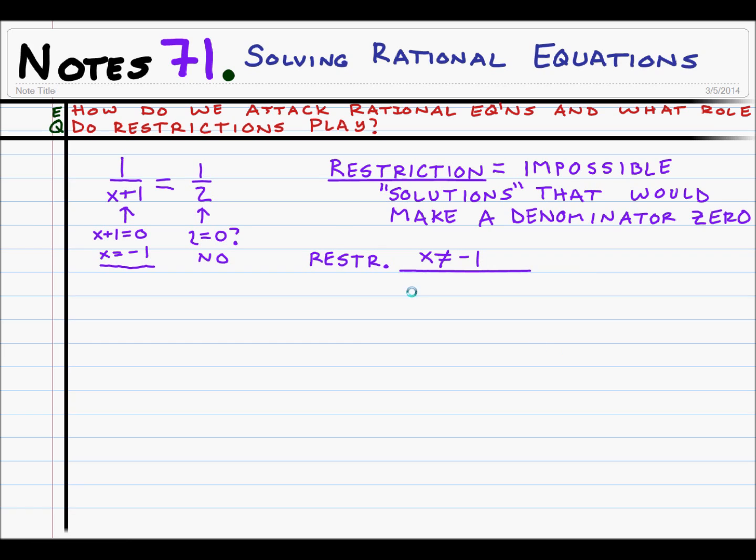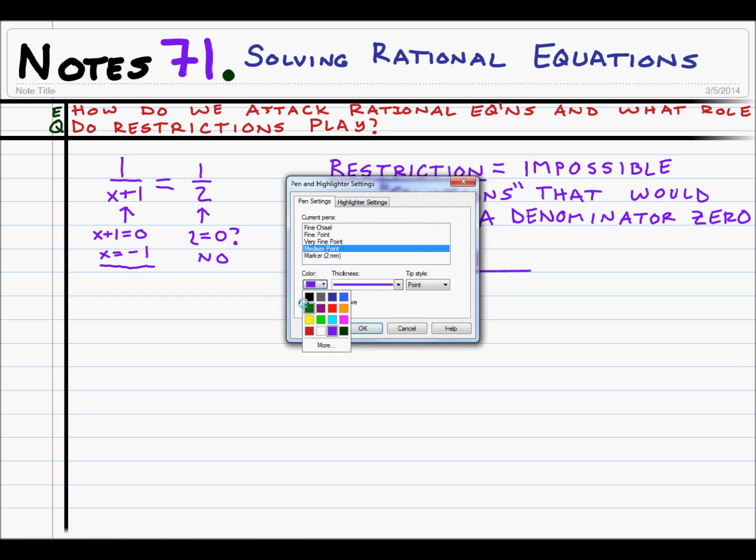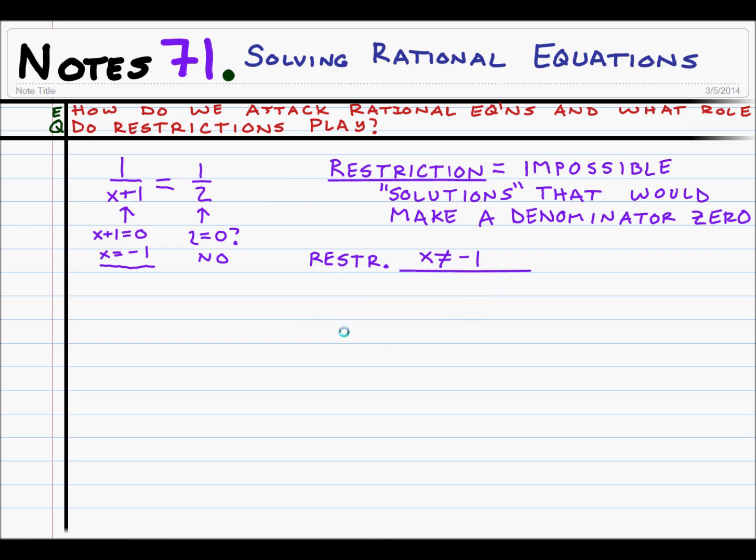We don't want that. So basically, finding the restrictions is as simple as looking at the denominators and figuring out what makes each of them equal to 0. So before we even start solving, all we're doing is narrowing it down. We're looking at an equation, figuring out what answers we can't get, so that we're especially vigilant about looking for those particular answers.